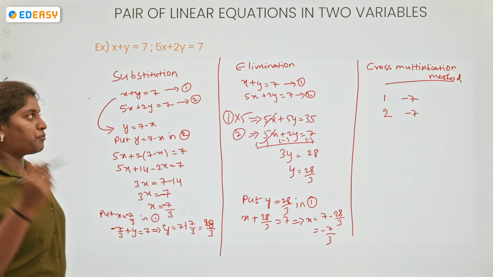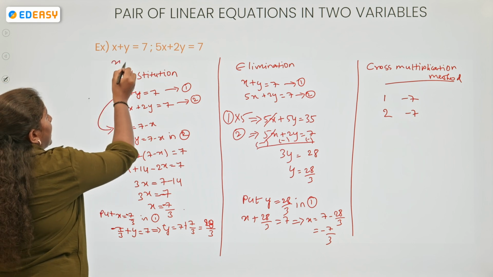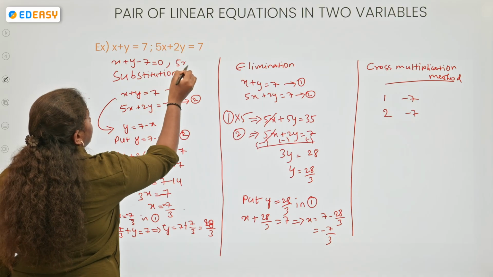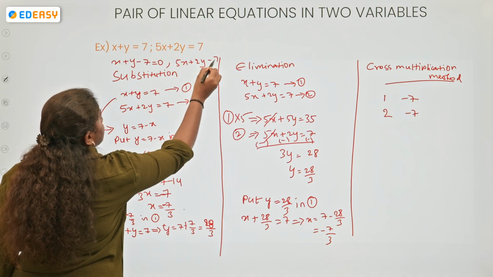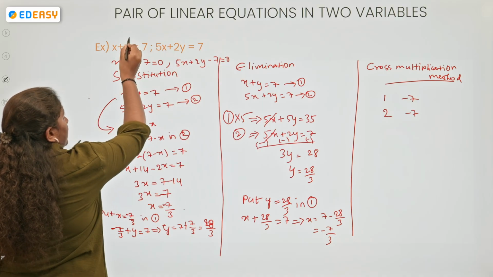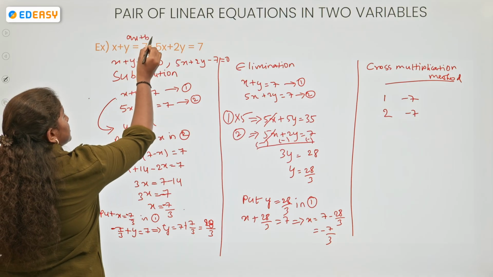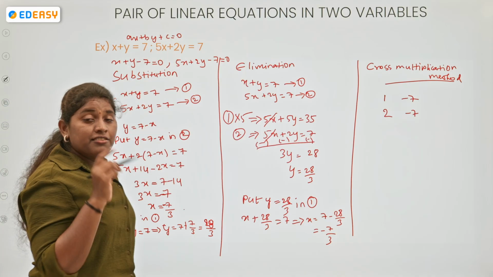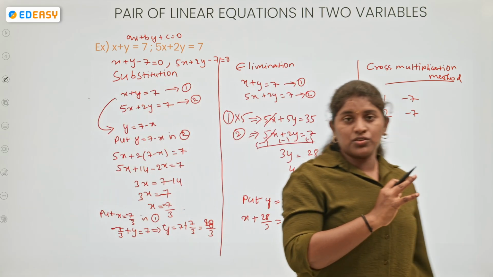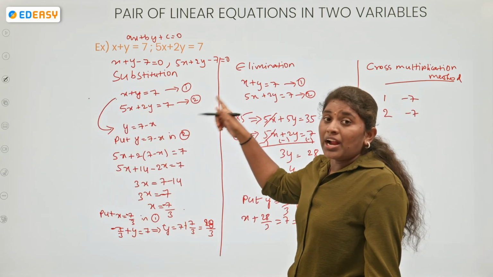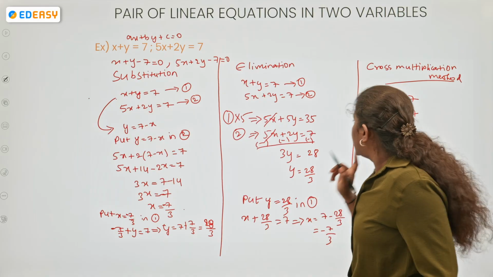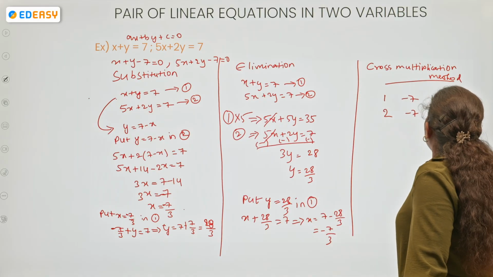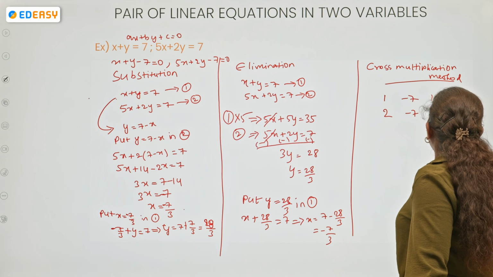in standard form. Like you have to take them as x plus y minus 7 equals to 0 and 5x plus 2y minus 7 equals to 0, where we are having standard form as ax plus by plus c equals to 0. Clear? For that reason, you have to bring the constants to one side in order to make your RHS as 0. Clear? Now, 1, 2, minus 7, and next 1, 5, 1, 2.